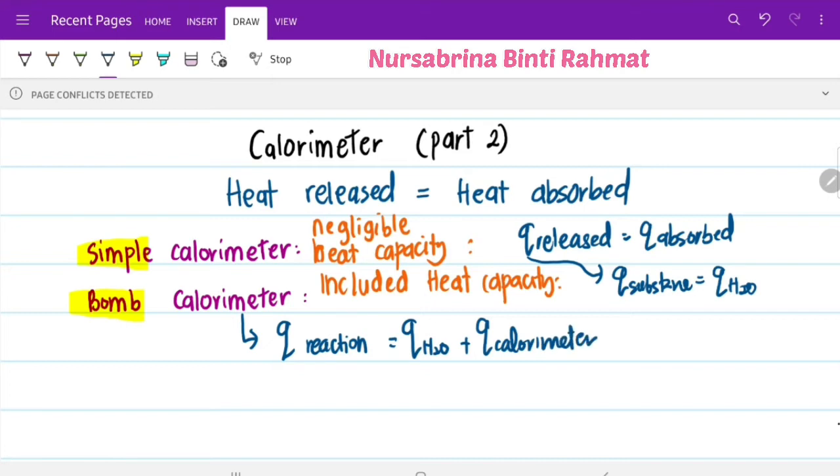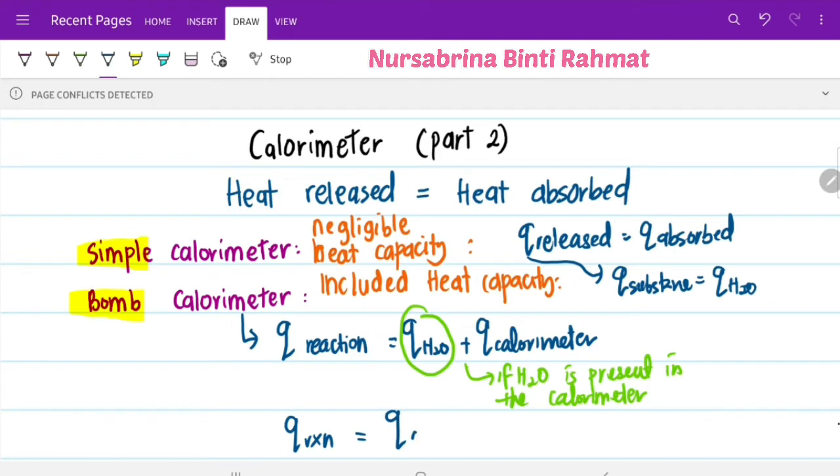That is if water is present in the calorimeter. But sometimes we might not have water in our calorimeter setup, so the equation becomes Q reaction equals Q calorimeter, if no water. Your Q calorimeter depends on whether they give you heat capacity or specific heat capacity, but for a calorimeter mostly they will only give you heat capacity.